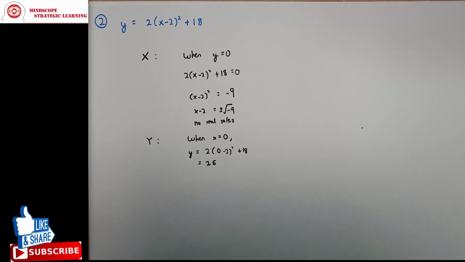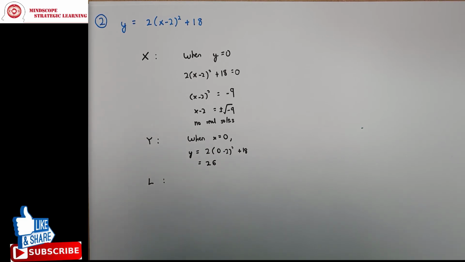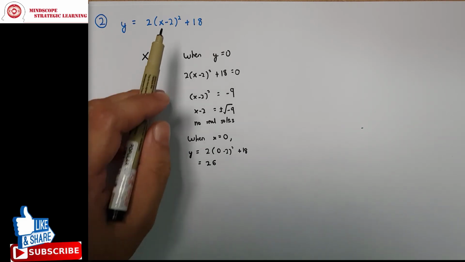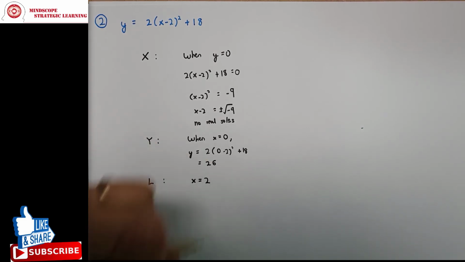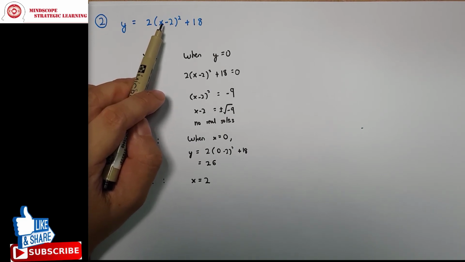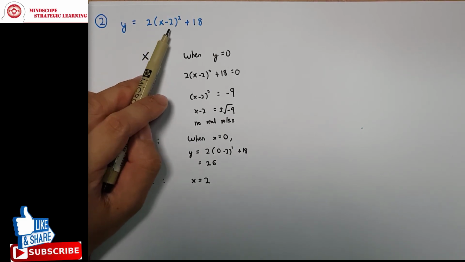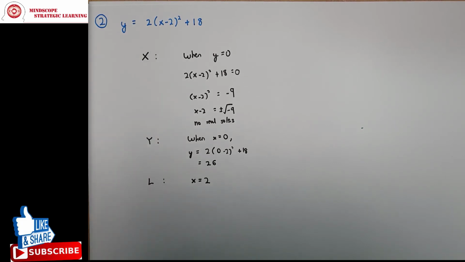Okay. Now we need to find the line of symmetry. In this very nice format, the line of symmetry is already written nicely for us. So the line of symmetry is simply x equals 2. Now this is written here. What is the x value that makes this part 0? The x value will be 2. 2 minus 2 is 0.